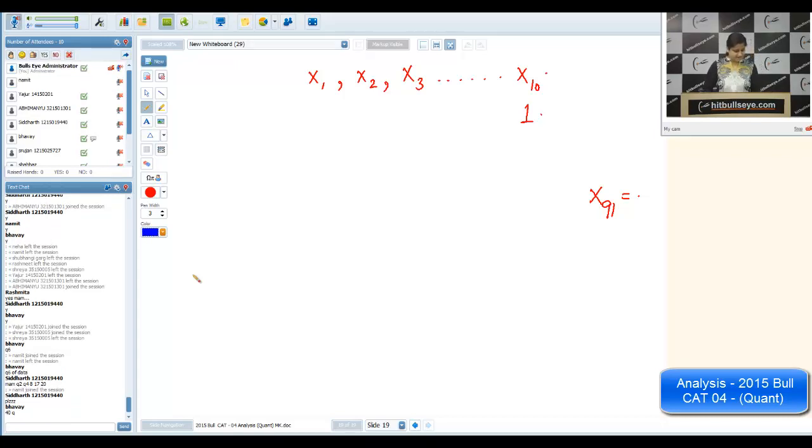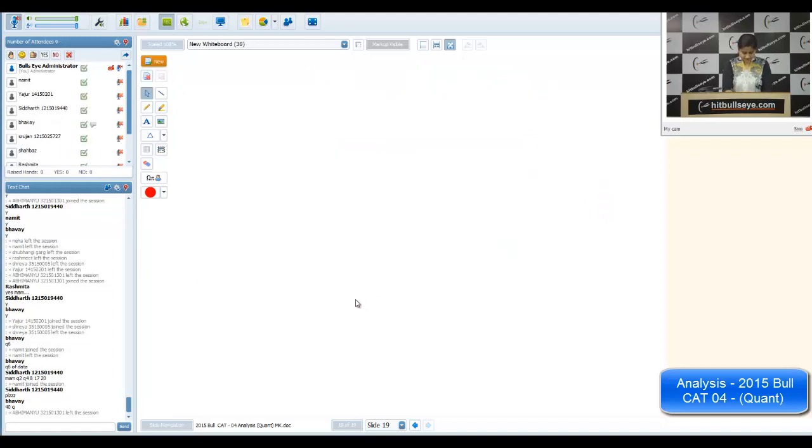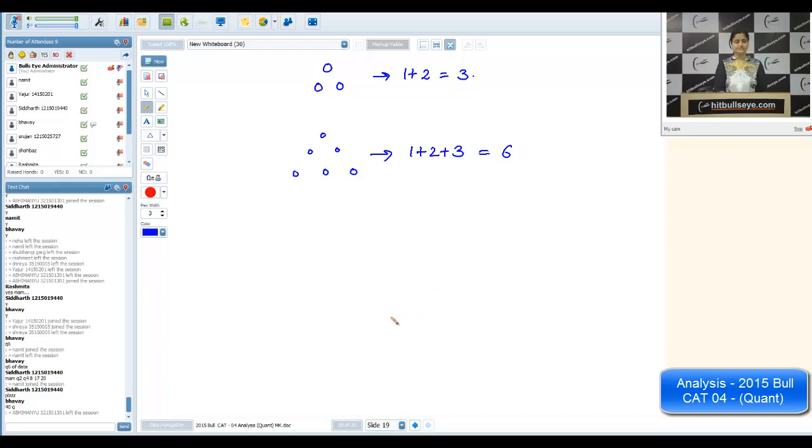Siddharth, I have explained question number 2. Let us come to question number 4. A triangle number counts the objects that can form an equilateral triangle. Means, this is an equilateral triangle. So 1 plus 2, 3. Now this is a triangular number. If we consider this, it will be 1 plus 2 plus 3. It will be a 6, which is a triangular number.